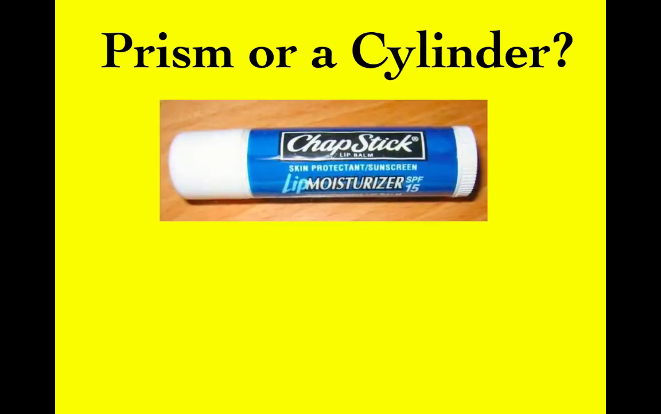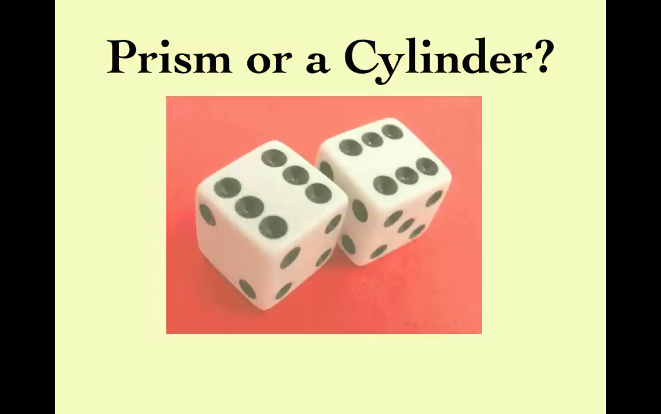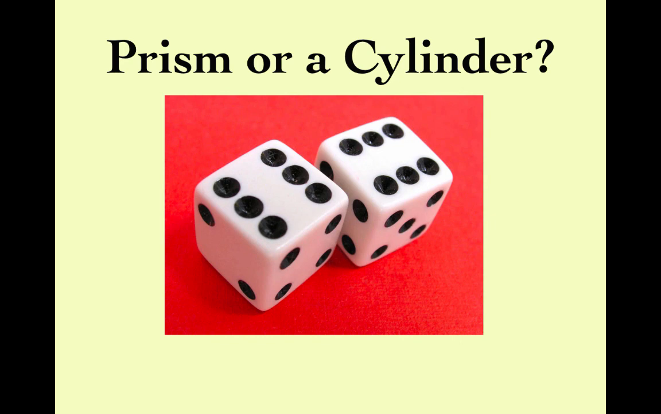Would you say this is a prism or a cylinder? Oh, I hope you're saying cylinder because it's rounded. It looks totally like a cylinder. You could roll it on a table. It would roll. How about this? Is it a prism or a cylinder? Dice are prisms. They have those straight edges. They would roll, but they would also stop pretty quickly on one side.